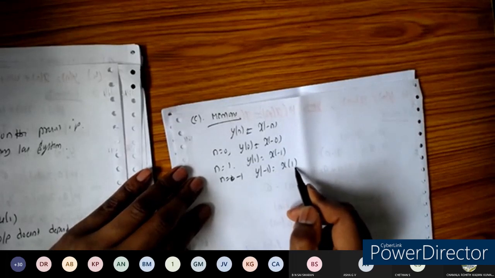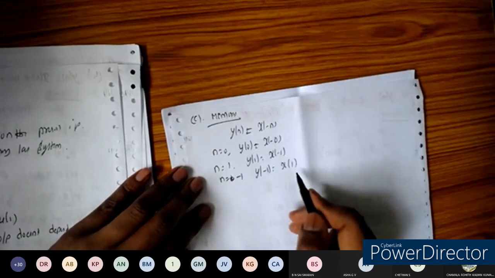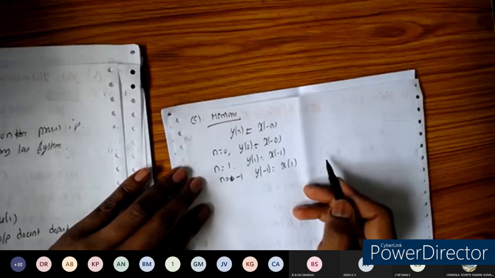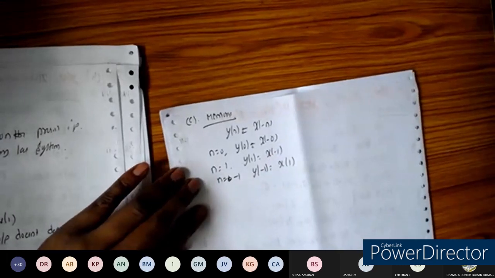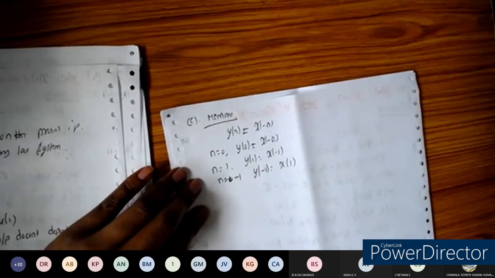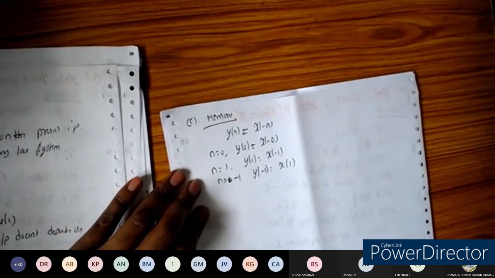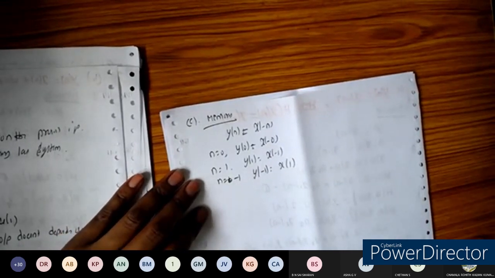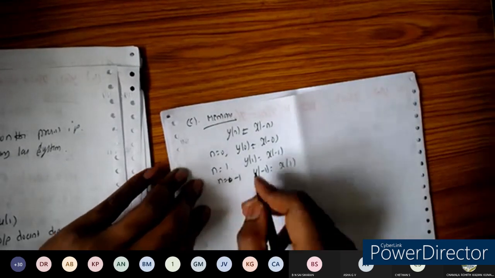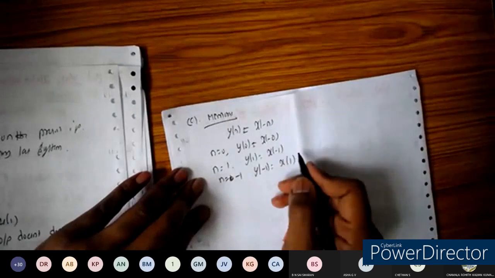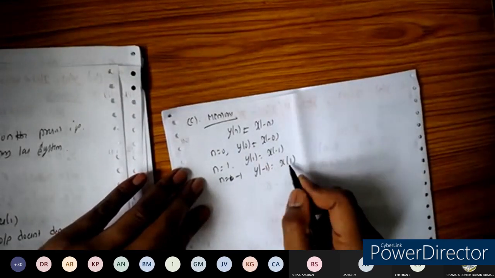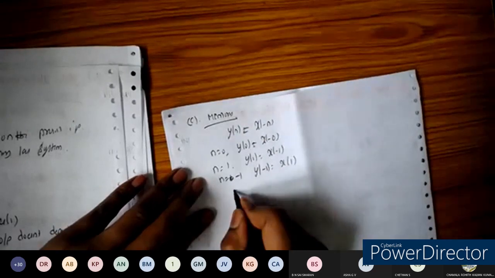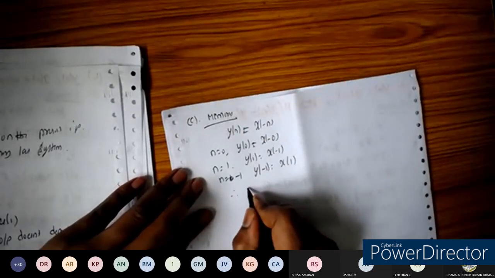This is the past value of the input here. So the system is said to have memory. Why? Because it depends on the past values of the input. So it is not a memoryless system; it has memory, because it depends on the past values of the input signal. So we can say the given system is okay.